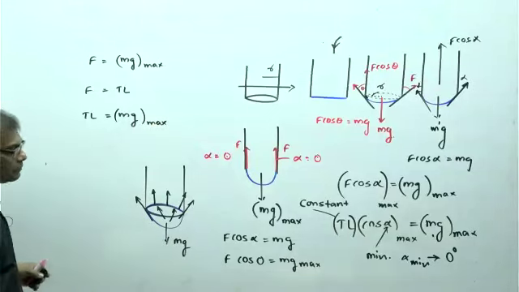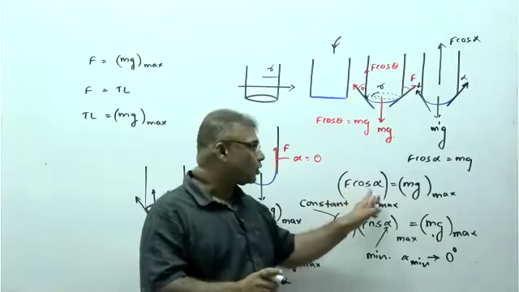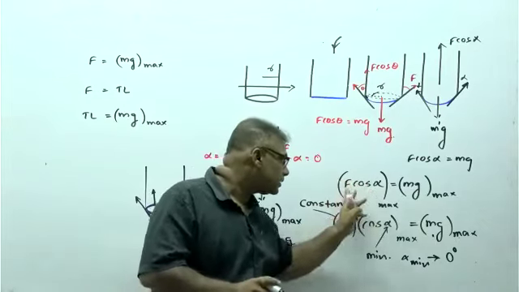If it is not maximum, we have to use F cos alpha or cos theta, any kind of angle, equals to the suspended weight.